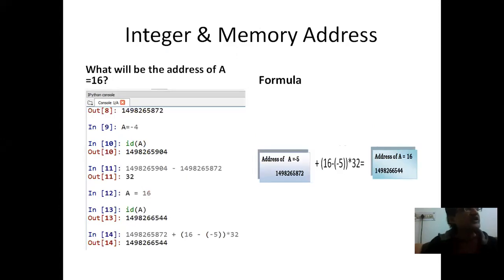The initial value is minus 5. You are getting the corresponding memory address, and the final value you are considering is 16. So what is the difference between 16 and minus 5? 16 minus minus 5. So you will get 21, and 21 multiplied by 32. If you add this value to the ID of A equal to minus 5, you will get the corresponding ID of A equal to 16. And this is the simple formula. Now the question arises, what is the 32?